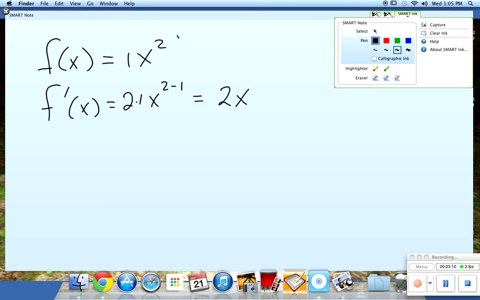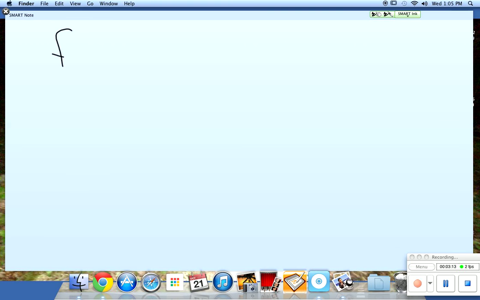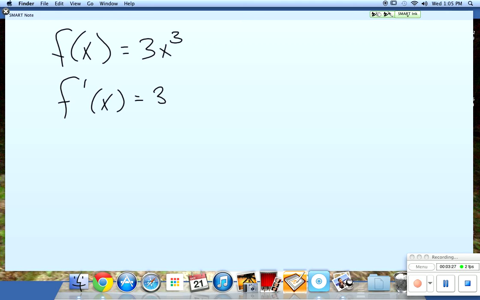Let's take a look at another one. If I said f of x equals 3x cubed, and we wanted to find the derivative of, right, it's going to be 3 times 3, and then 3 minus 1 up here. So we would have 3 times 3 is 9x squared would be the derivative of 3x cubed. These are called derivatives. You will be using these a lot coming up.